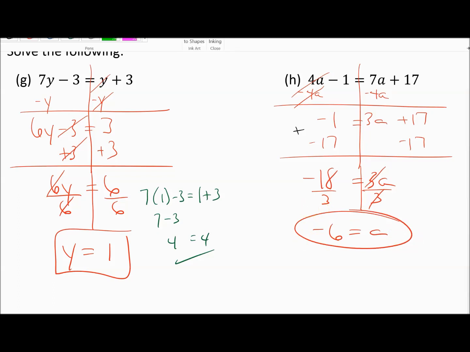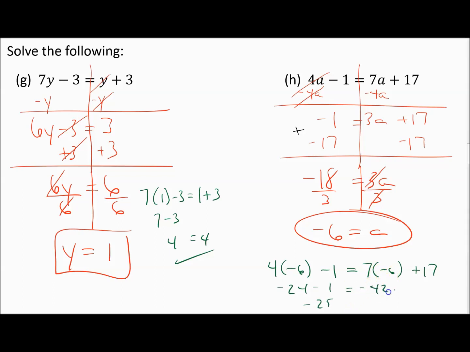I need to check my work. So 4 times negative 6 minus 1, is that equivalent to 7 times negative 6 plus 17? That's negative 24 minus 1, which is negative 25 on the left. 7 times negative 6 is negative 42 plus 17. Remember, when they're opposite signs, you subtract and you keep the sign of the larger. So 42 minus 17 is 25. And the 42 is the heavier one, and it's negative, so negative 25. So this checks out for us.